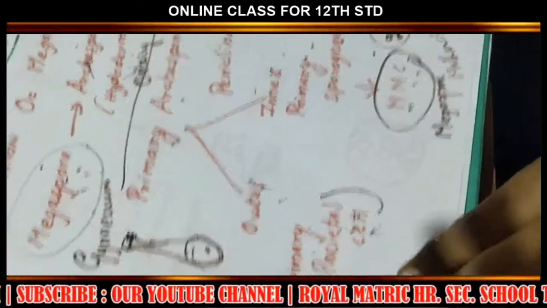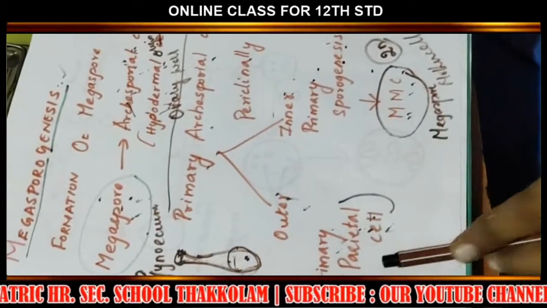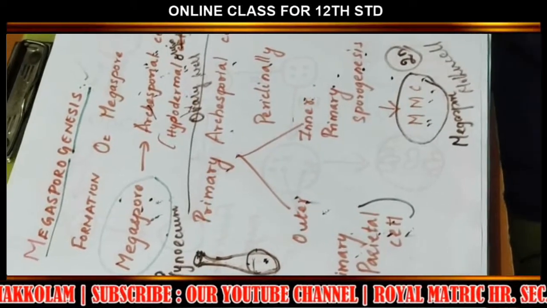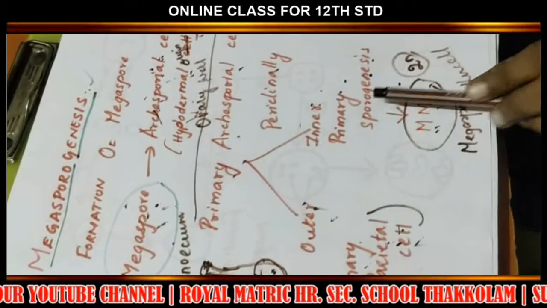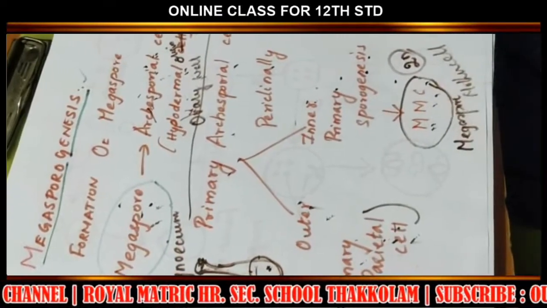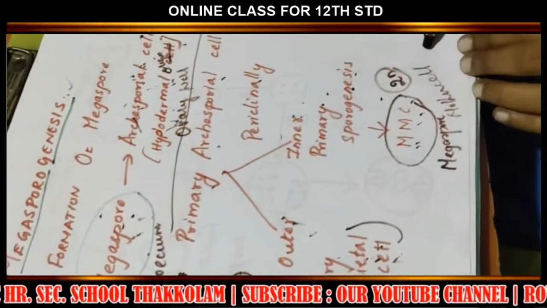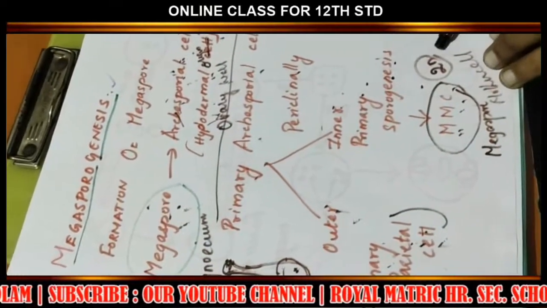This primary parietal cell may or may not divide. It is totally dependent on its nature, whereas the primary sporogenous cell will not undergo division, and it further forms the MMC. MMC means megaspore mother cell. Now the megaspore mother cell is formed and it is 2n in nature.